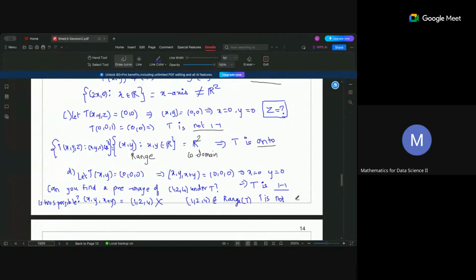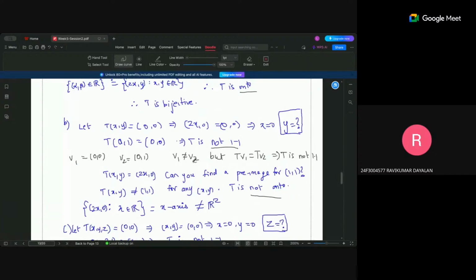Clear? Why is it not onto? Is it clear for everyone? I found an element for which there is no pre-image under T. Clear? Yes, ma'am. Okay, fine. For the D option, can you please repeat the last step, ma'am?